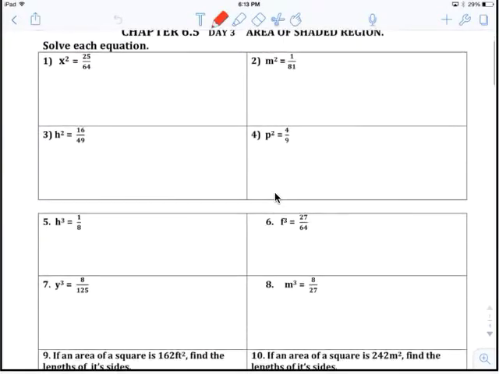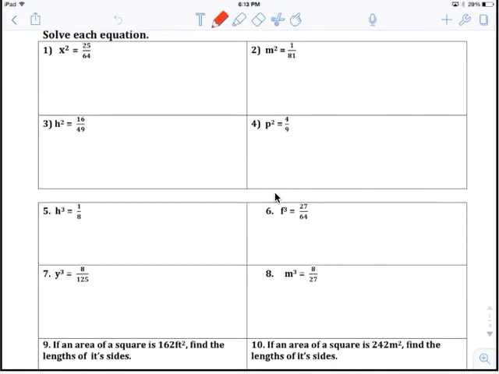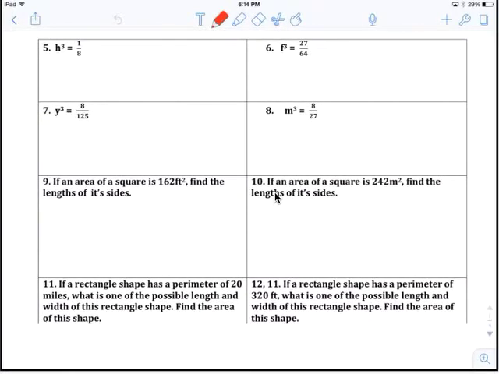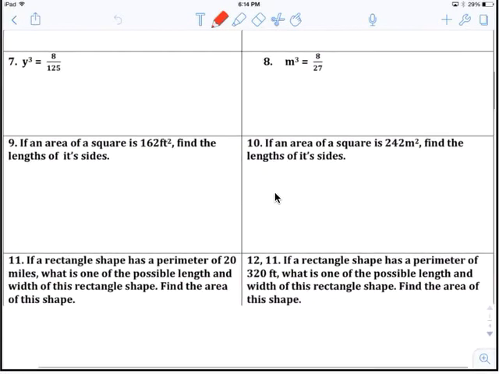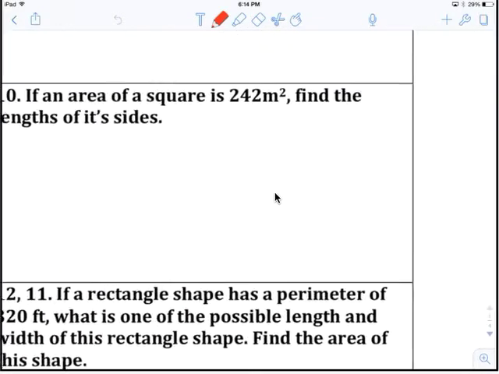Okay, one of these questions will be on tomorrow's test, okay? Hint, hint. Wednesday's test. And these two. So, make sure you understand this.